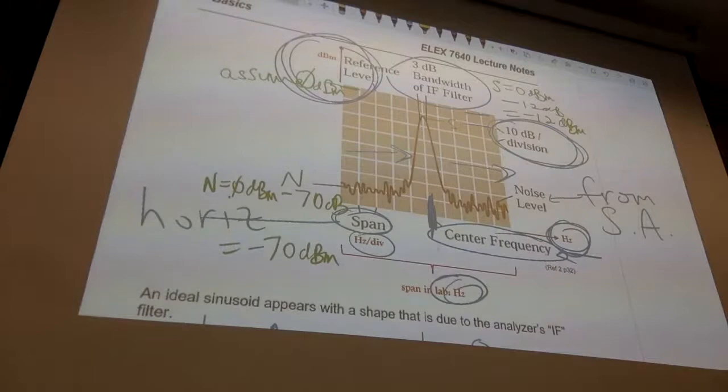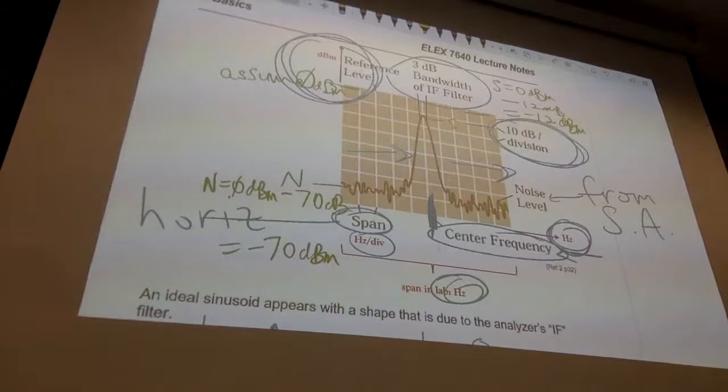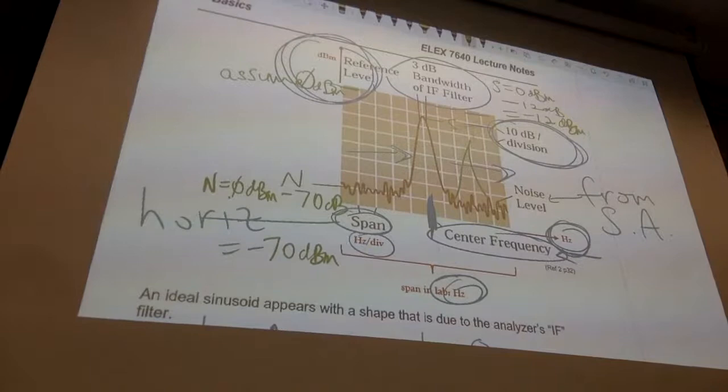Are we good on that one? So in the lab, you would literally see a screen like this. And I think in the lab one, you've got a signal, but you have another one here. What's that ratio between the two? You should be able to do that now, for sure.